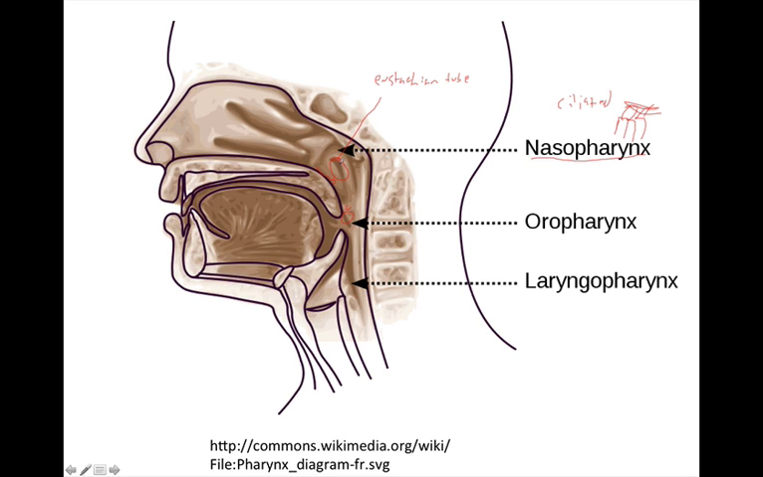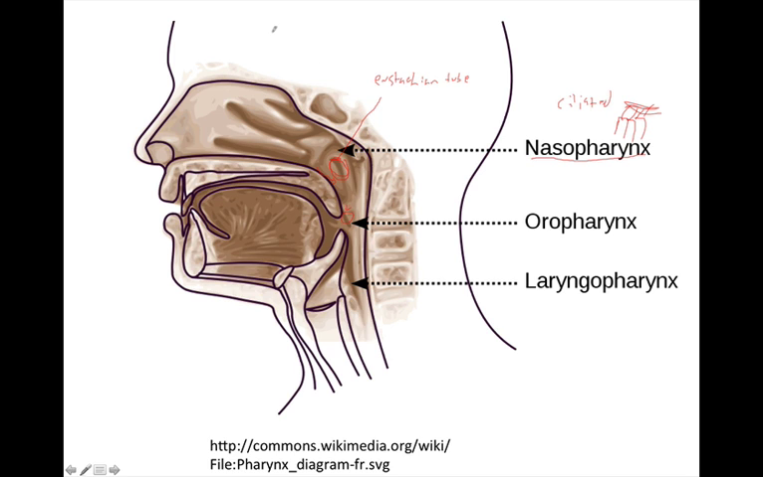But let's talk about the eustachian tube here for a second. The eustachian tube is what connects the nose to the ears, more specifically the middle ears. This is a hollow tube that allows for the passage of air between the middle ear and the nose. And the purpose of this is for pressure regulation.